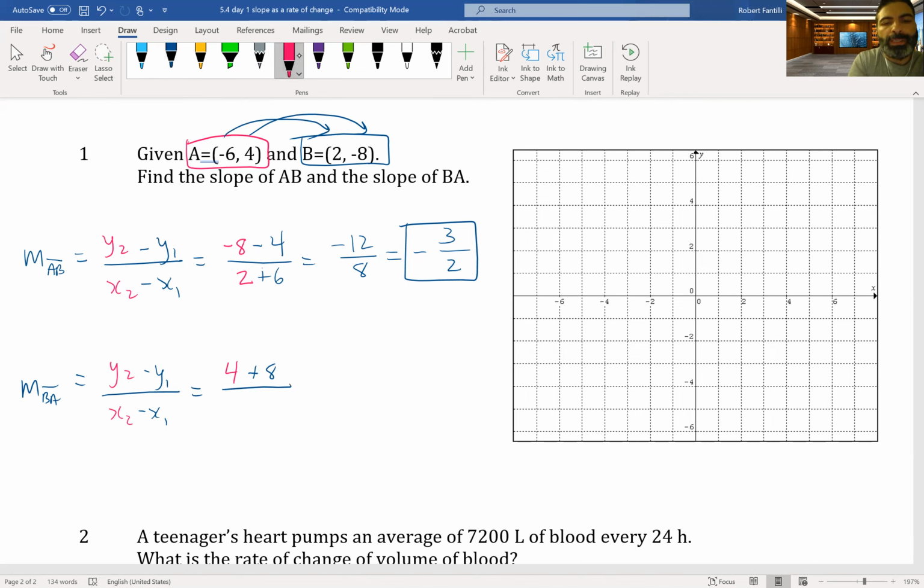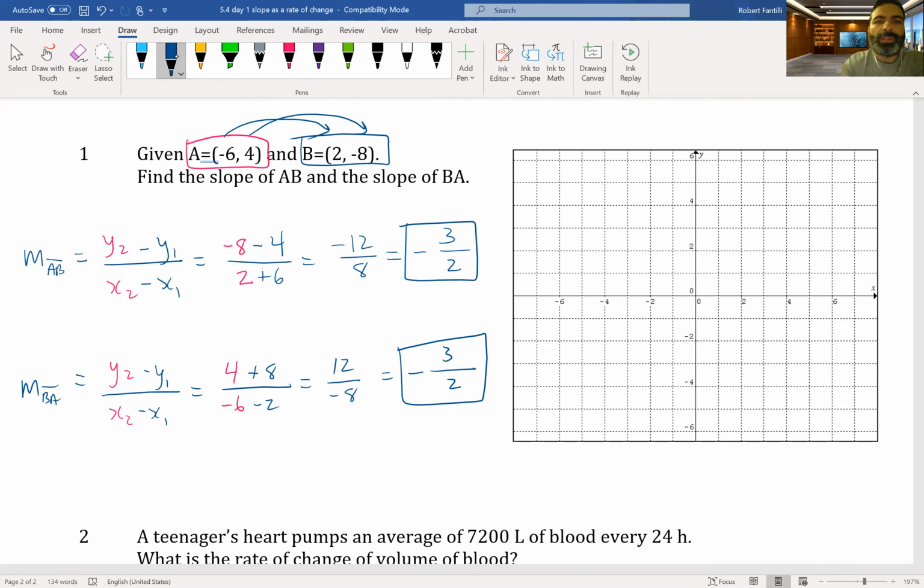Draw my line. -6 minus 2. And so in the numerator, I get positive 12. In the denominator, I get -8. And again, the negative is going to go in the middle, and 4 goes into 12 3 times. It goes into 8 twice. And lo and behold, we have the exact same slope, so it does not matter.